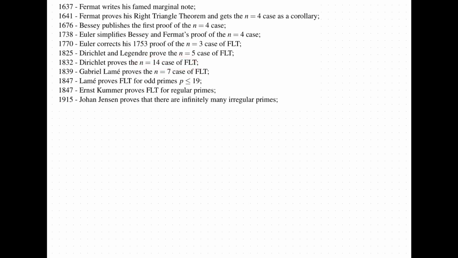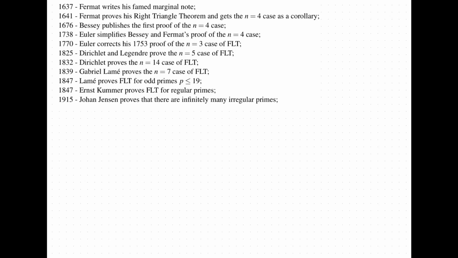Gabriel Lamé, 7 years later, strengthened Dirichlet's argument and was able to remove that restriction to working over the 14th roots of unity, and he was able to succeed in proving the n equals 7 case of Fermat's theorem, thereby making Lamé one of the frontrunners at the time for the proofs pertaining to Fermat's theorem, and he also had given a new proof of the n equals 5 case.